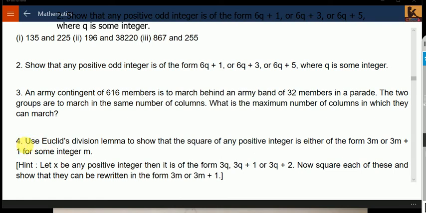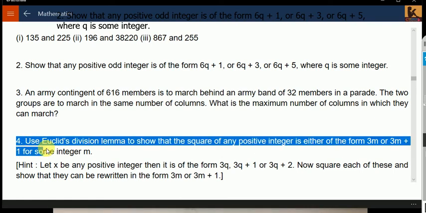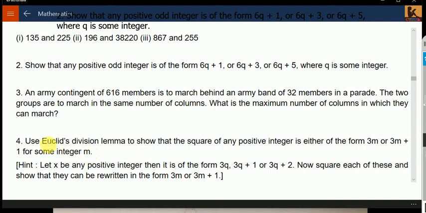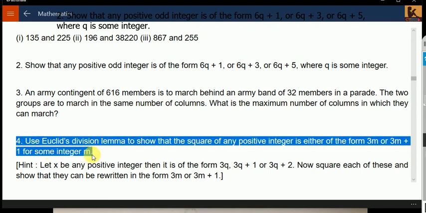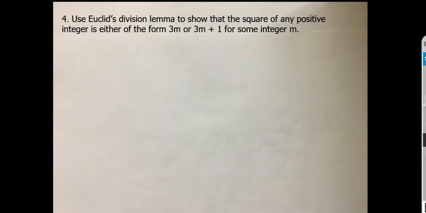Now next, coming to question number 4, that is, use Euclid division lemma to show that the square of any positive integer is either of the form 3m or 3m plus 1 for some integer m. Now let's start doing this.